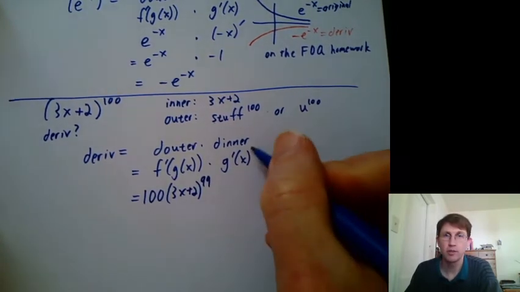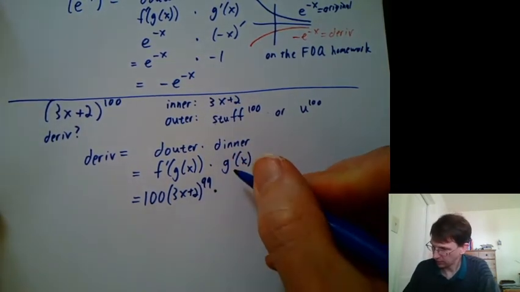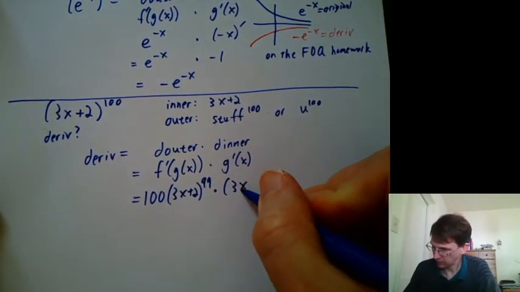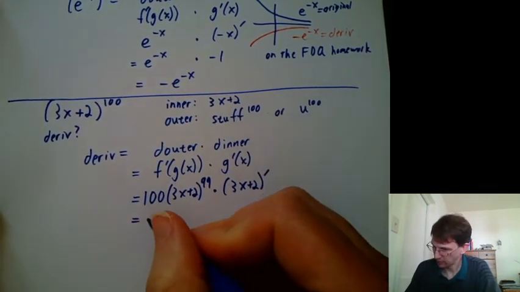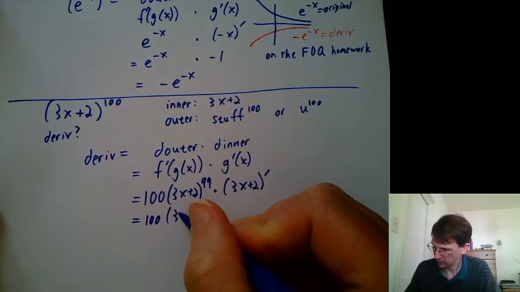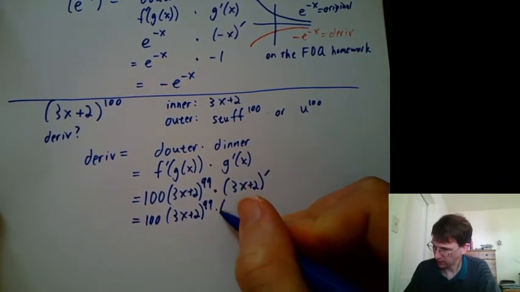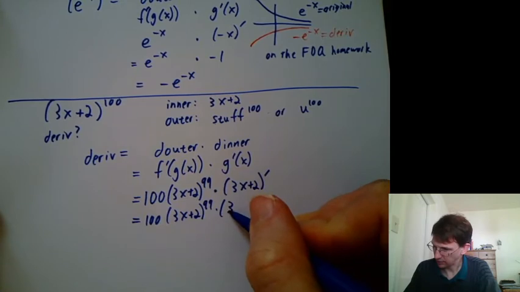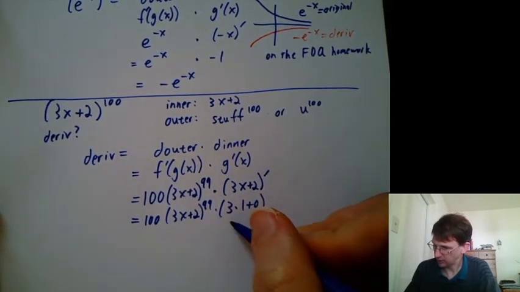But we can't stop there. We have to do this times the derivative of the inner function. What's the derivative of 3x plus 2? Well, at least write that that's what I want to do. So then I get 100 times 3x plus 2 to the 99, times the derivative of 3x plus 2. You could say it's 3 times 1 plus 0. Or you could just say it's 3.